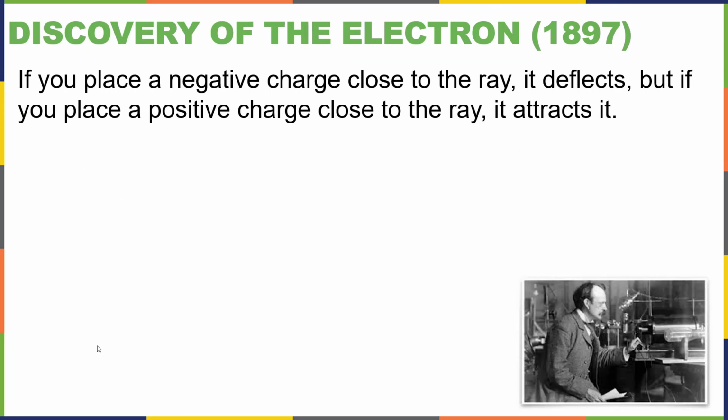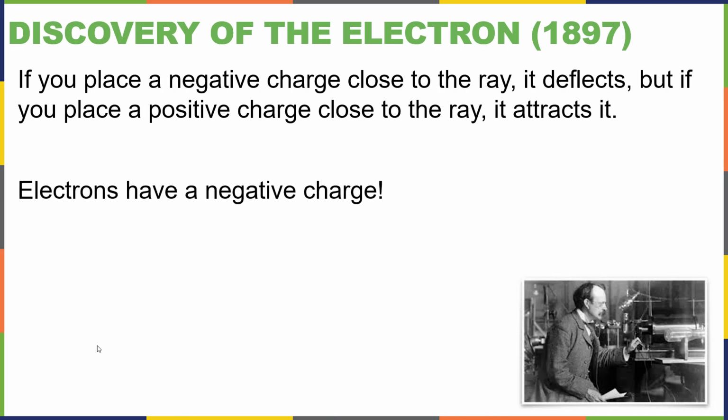What's so cool is that Thomson realized if you placed a negative charge close to this ray produced inside the tube, it deflects. But if you placed a positive charge close to it, it attracted it. So let's think about that. There's a saying that we all know, that opposite charges attract and like charges repel. Because Thomson placed a plate with a positive charge and the ray was attracted to it, that must mean the ray, whatever it's made up of, was negatively charged particles.